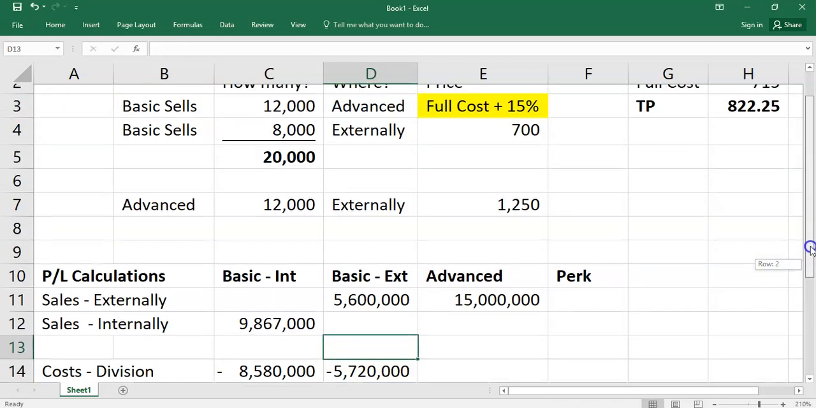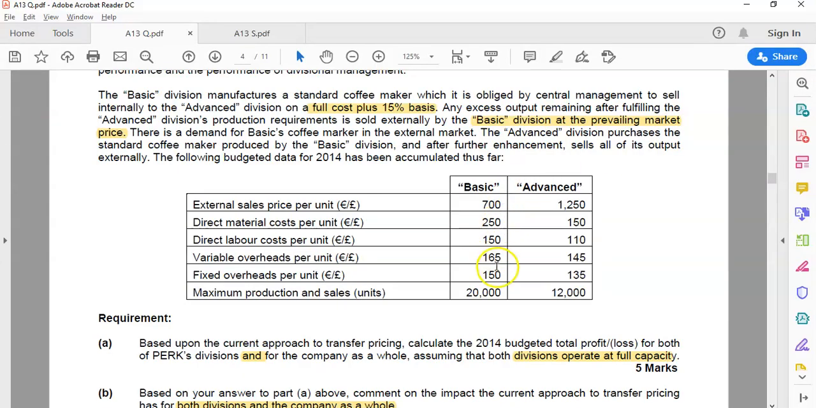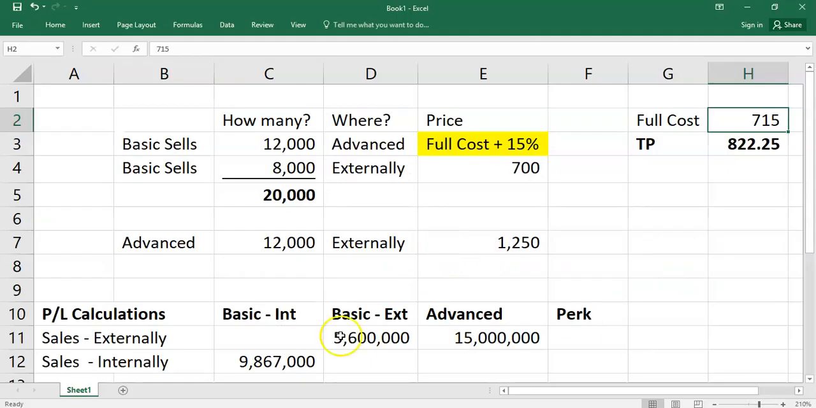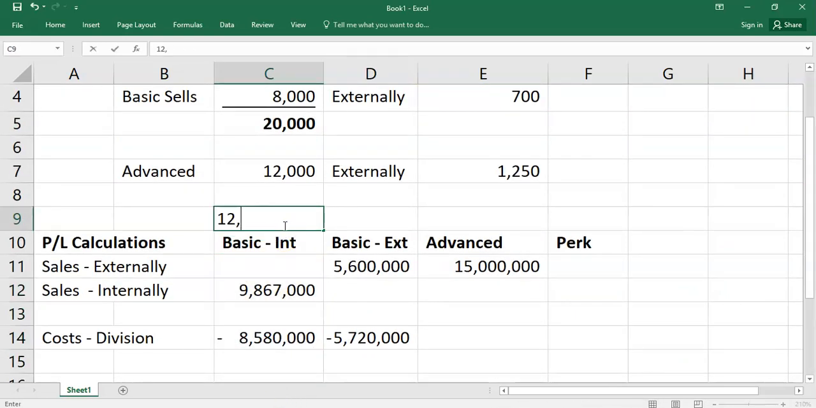What I've said is, you know the full cost for each unit is 715. You've added those elements up. You don't need to show them separately. All they want is the profit or loss figure. They don't want a detailed P&L. And I've just split it in internally. That's 12,000 units. Externally, 8,000 units.